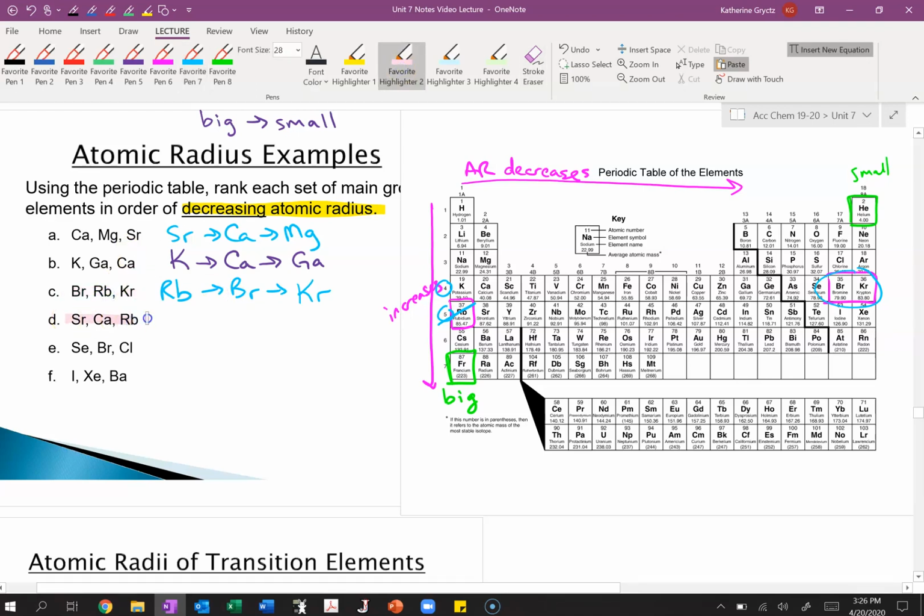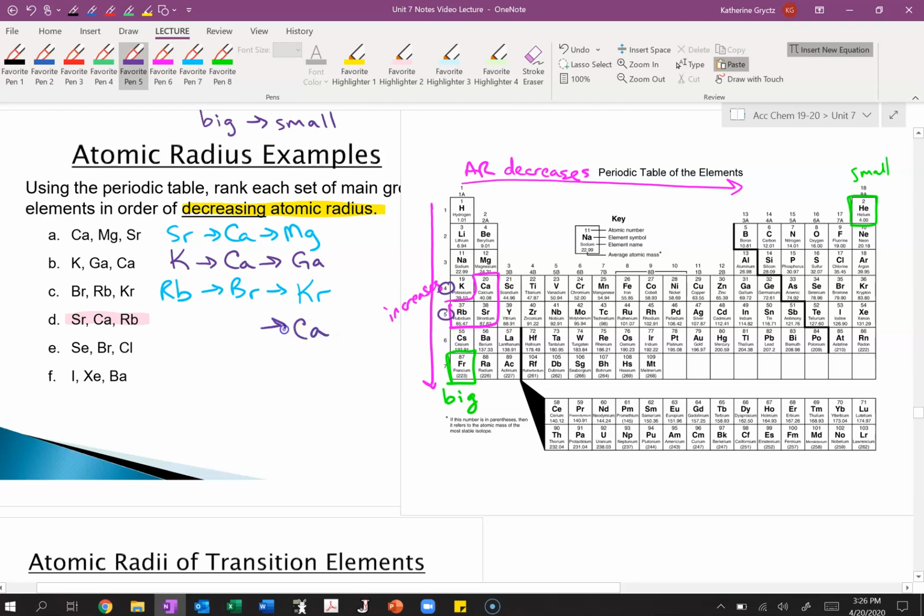All right, so the next set: strontium, calcium, and rubidium. We've got this little block right here. First up, you have to look at energy levels. We do have some differing energy levels here. The two that are in energy level number 5 are going to be the biggest, which means calcium is going to be the smallest.